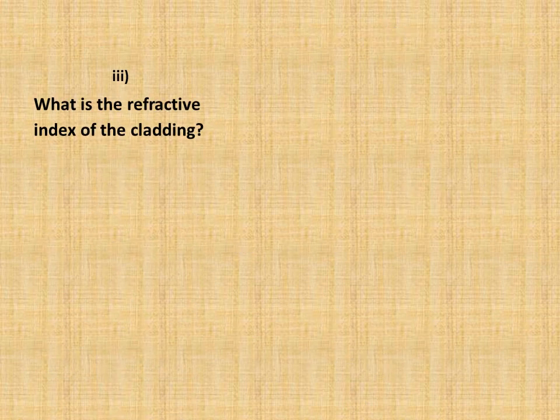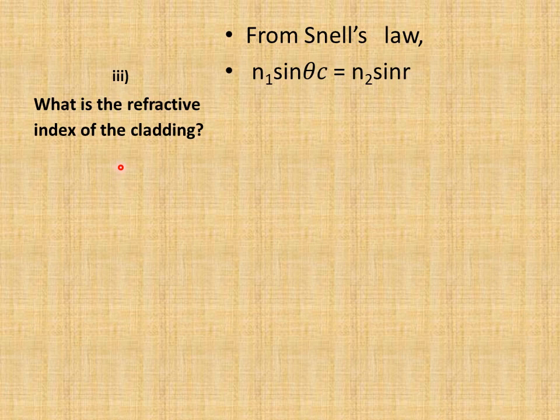3. What is the refractive index of the cladding? We are asked to calculate the refractive index of the cladding. From Snell's law, we know that when light moves from one medium to another, the relationship is given as here: the refractive index of medium 1 times the sine of the angle of incidence is equal to the refractive index of medium 2 times the sine of the angle of refraction.